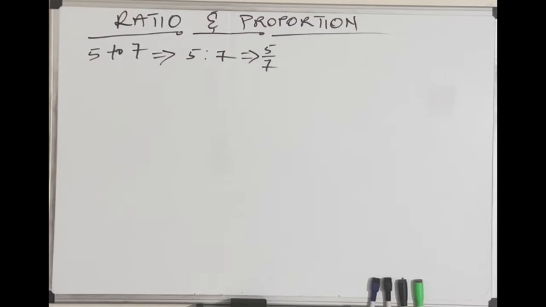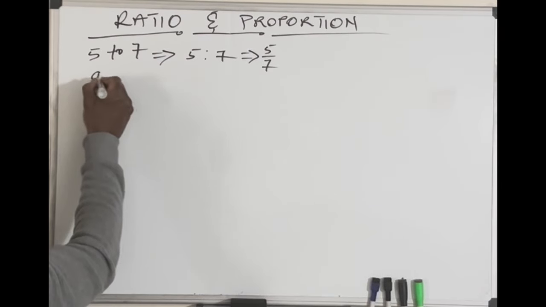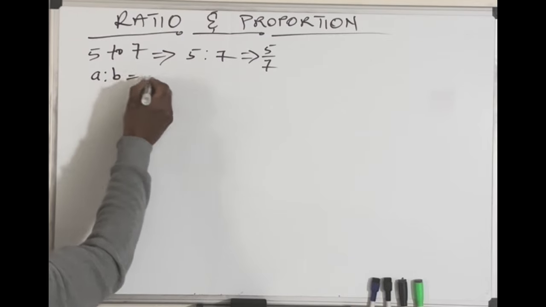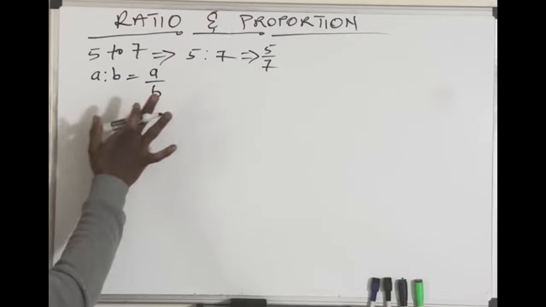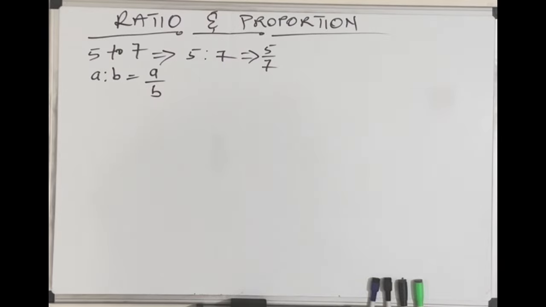A ratio A is to B can also be written as a common fraction, A over B. So a ratio like A is to B can be written as A over B. So this is the same as this. That is the same as that.